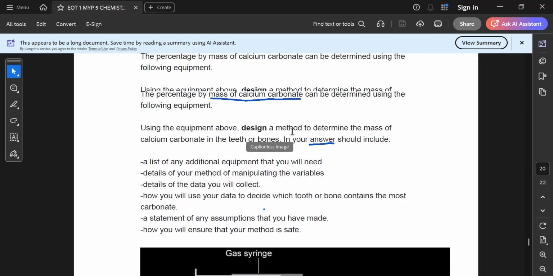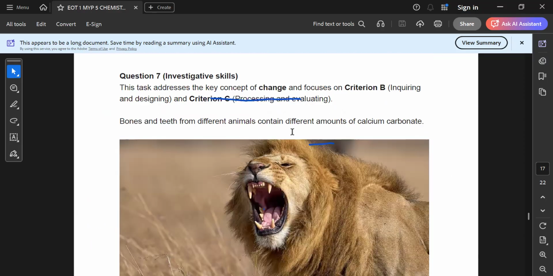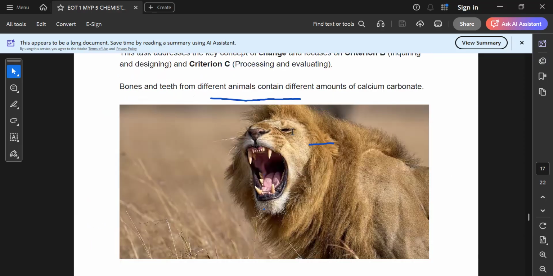They were investigating different animals. So what you will say is you will obtain bones from 5 different animals. Be specific. Tell us a lion, maybe a dog, maybe a cat. Mention 5 of them of your choice. It's okay. There are 5 of them.